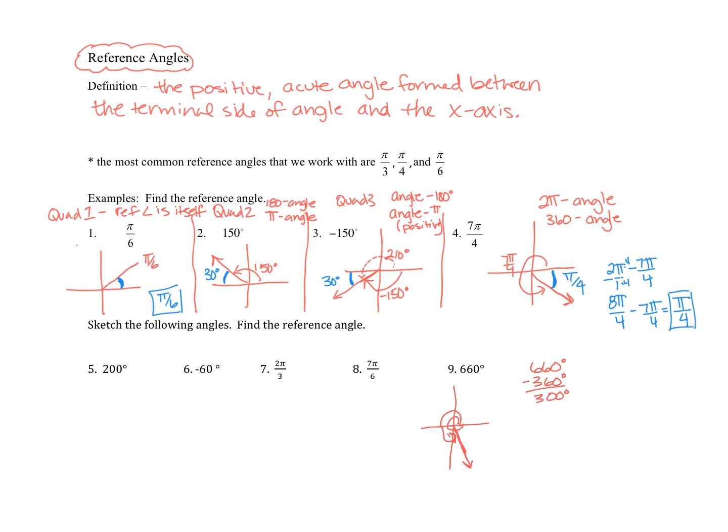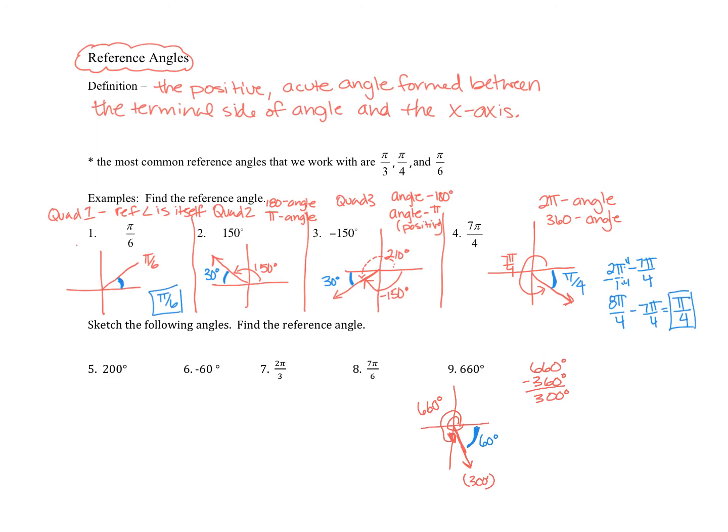So this is 660 degrees is what I graphed. But mentally, I was remembering that I went around one time and then I went to 300 degrees. So my reference angle is this angle that's in between my terminal side and the x-axis. Well, since I'm at 300, to get back to my x-axis, I needed to go another 60 degrees.